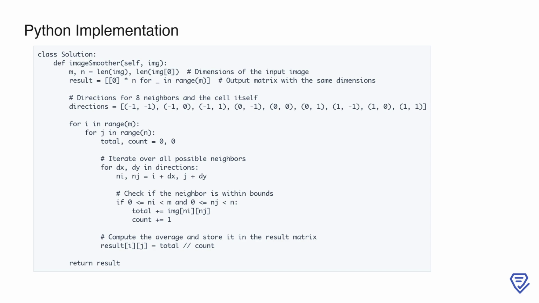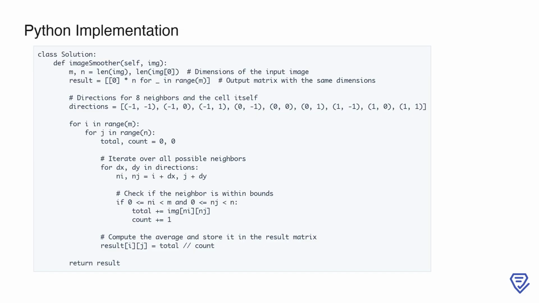1. Input and initialization. The function begins by determining the dimensions of the input matrix img, denoted by m and n. A new matrix result is created with the same dimensions as the input matrix, initialized to zeros. 2. Neighbor directions. To simplify the traversal of neighboring cells, a directions list is defined. This list contains relative offsets for all 8 possible neighbors and the cell itself.